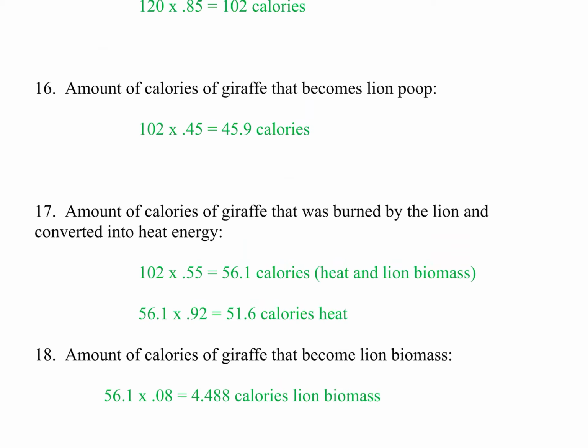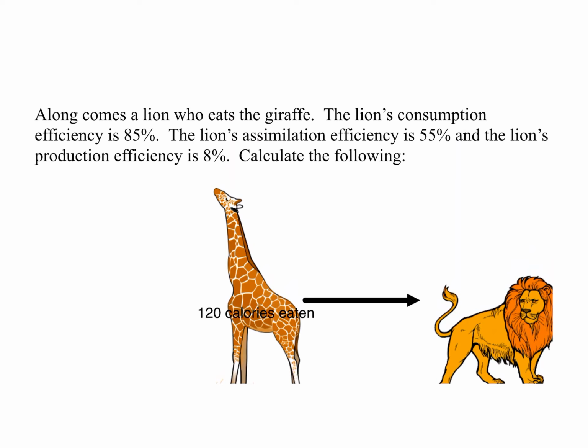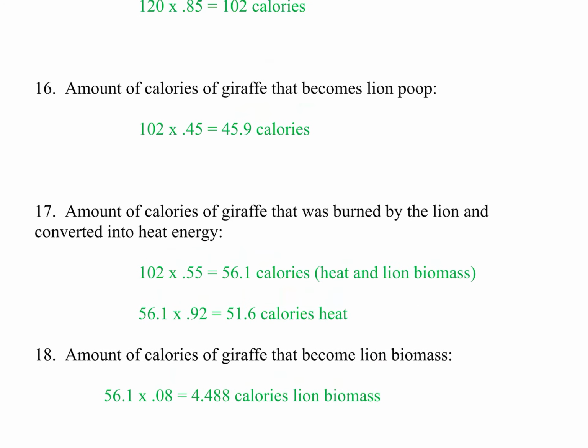Finally, I'm going to calculate the lion's biomass. Again, I take the assimilated amount, 56.1, multiply that times 0.08, because remember, the lion's production efficiency is 8%, so that tells us how much of the giraffe becomes lion. So I multiply 56.1 times 0.08, and it turns out 4.488 calories of giraffe became lion biomass. And so this is a set of calculations that shows how energy flows through an ecosystem.